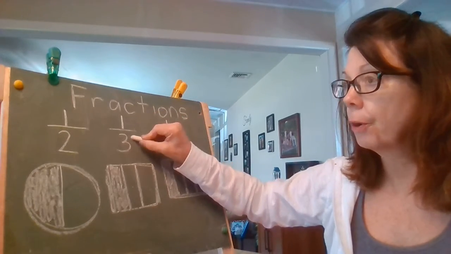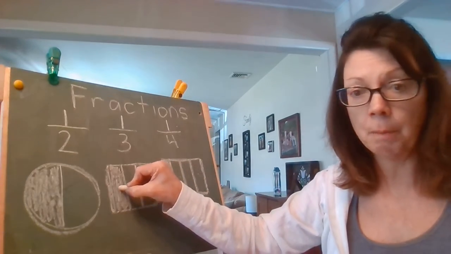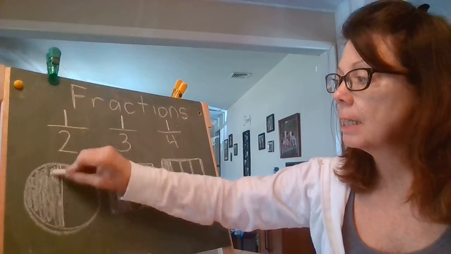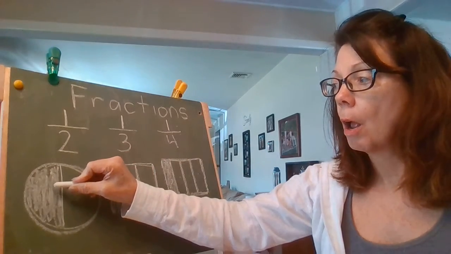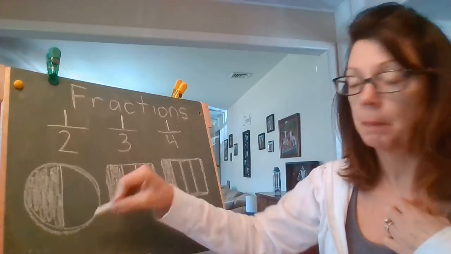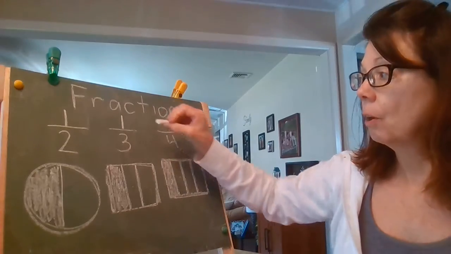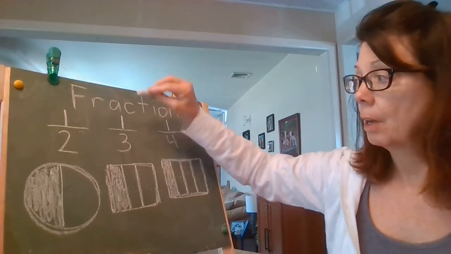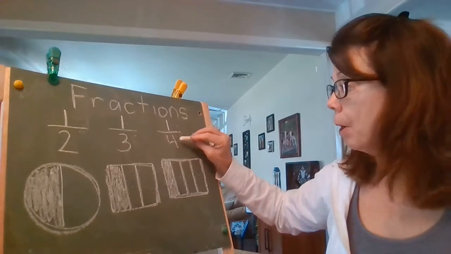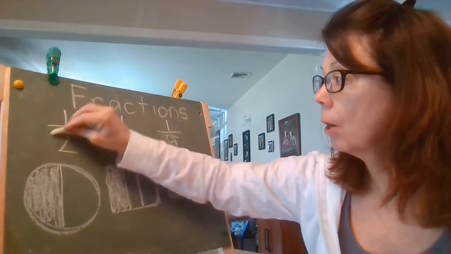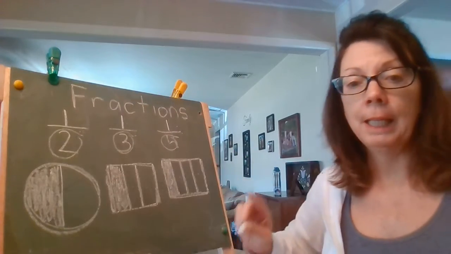This is 1/3, so that's 1/3 of the candy bar or a third of the candy bar. And this is 1/2, right, or a half of the pizza pie or cookie or whatever else it is you're sharing, all right? So we have a half, a third, and a quarter. And these are all parts of a whole, equal parts.